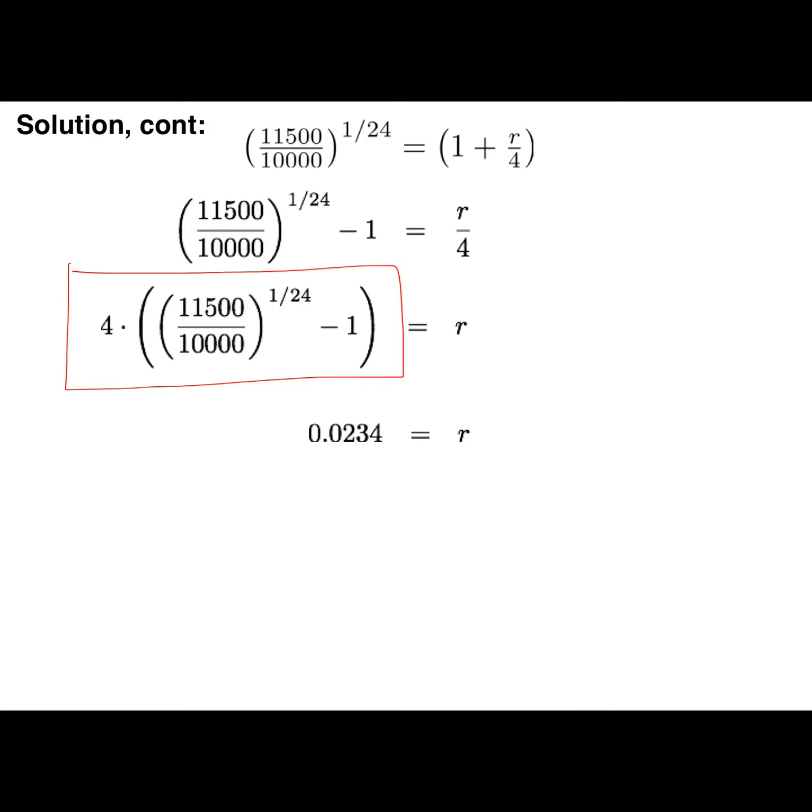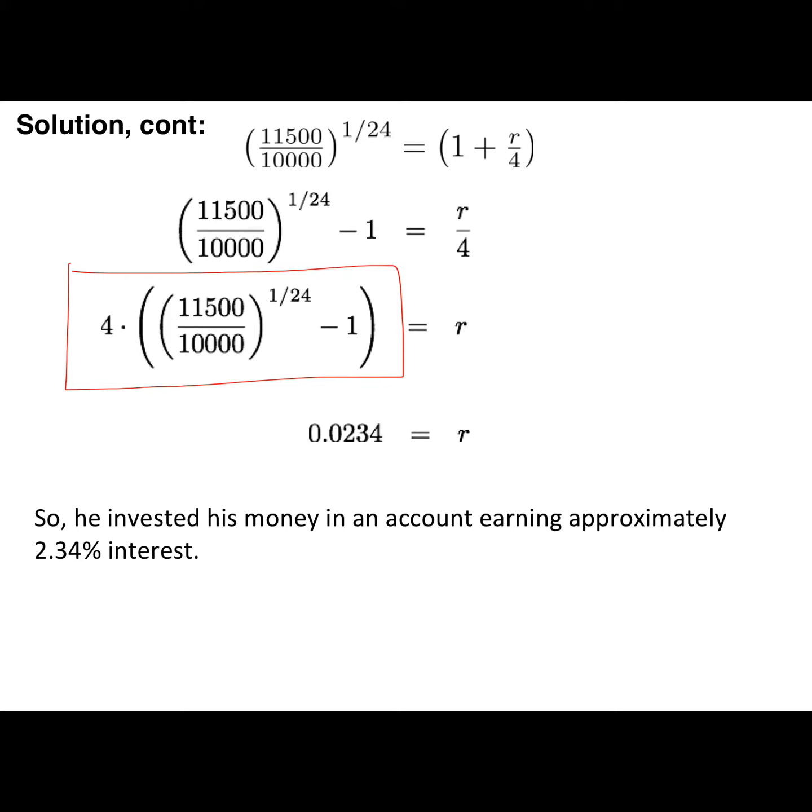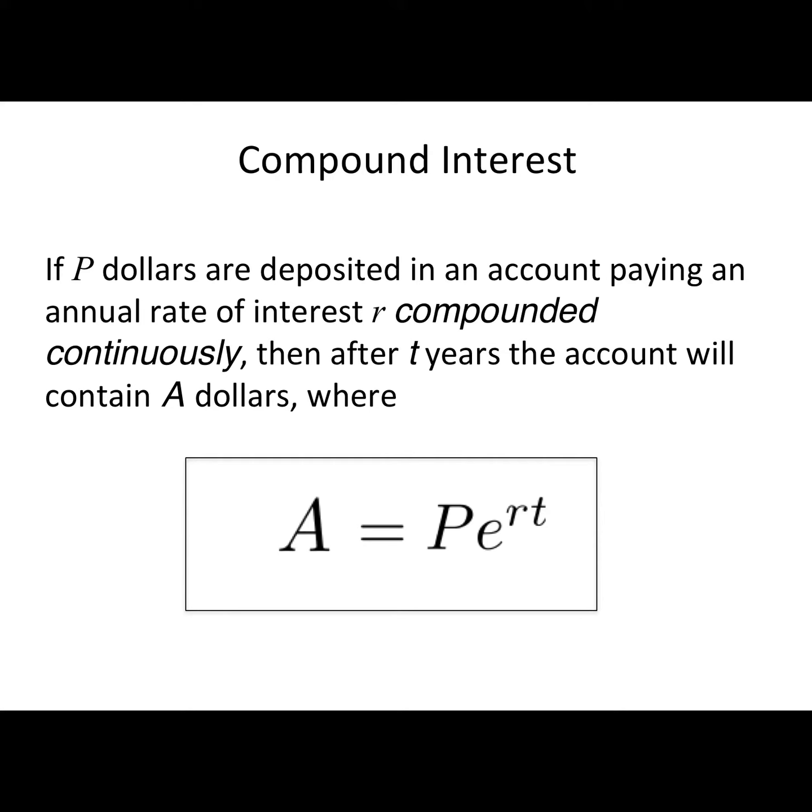0.0234. And again, this is the rate, so let's convert it to a percent. So move the decimal 2 places to the right. He invested in an account earning approximately 2.34% interest.